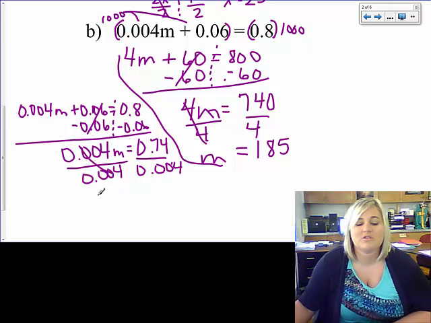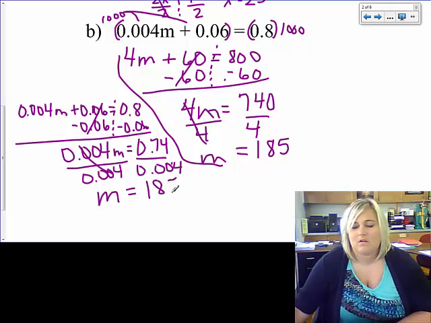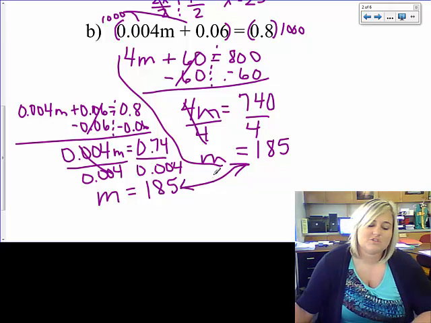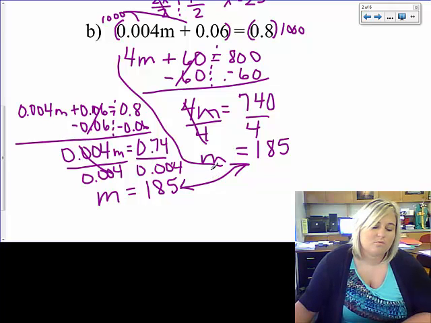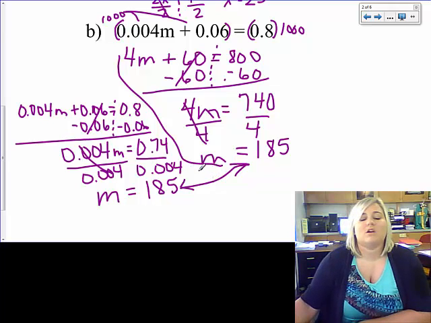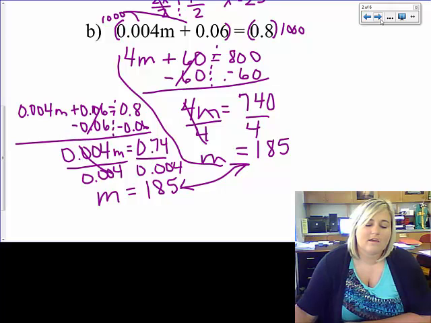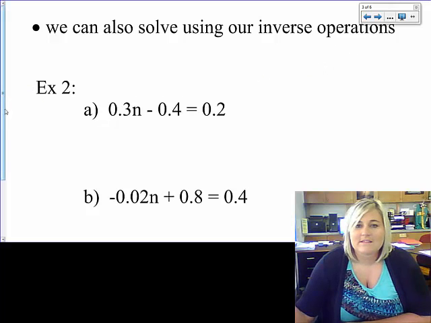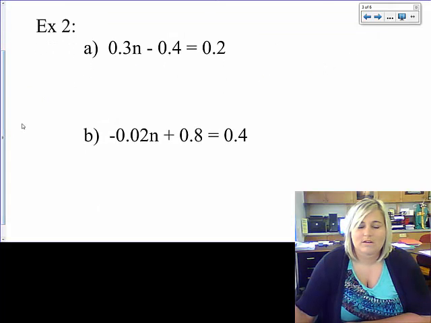So that will cancel, leaving me with m equals, again, 185. Exact same answer. Either way, it does not matter. You do not have to change them to integers. If you're more comfortable that way, then feel free to do so. Okay, we can solve using our inverse operations, which is what I would recommend doing, not changing them.